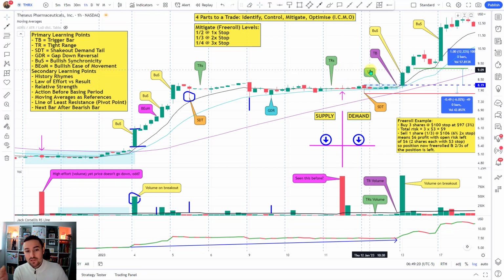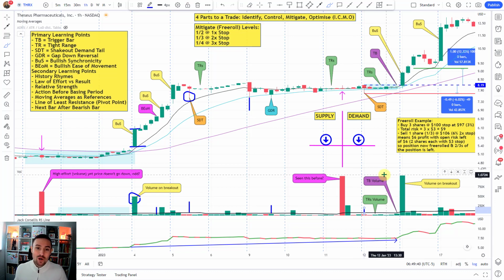Then as we get over to the final third of the base, this is where we're really looking for a dry up in volume, tight range bars to come through, and a trigger bar to come through as well. You can see that there's another shakeout demand tail coming through, but what do you notice about the volume on that shakeout demand tail? Very little volume coming through. What does that tell you about supply? There isn't much supply coming to market. There's not that much selling pressure. And then tight range, and see how there's hardly any volume that session.